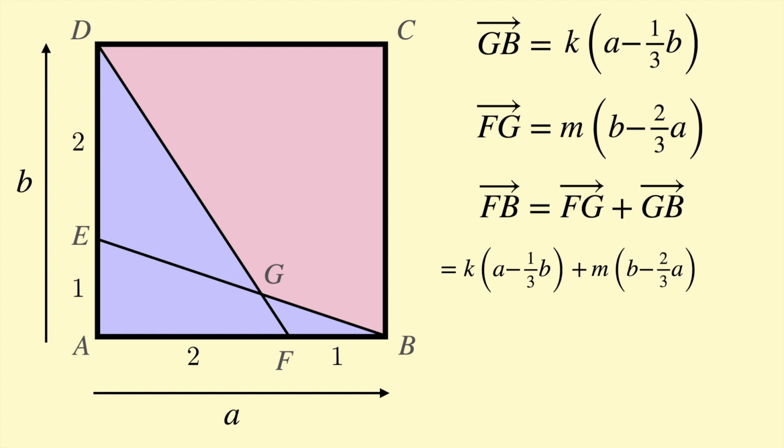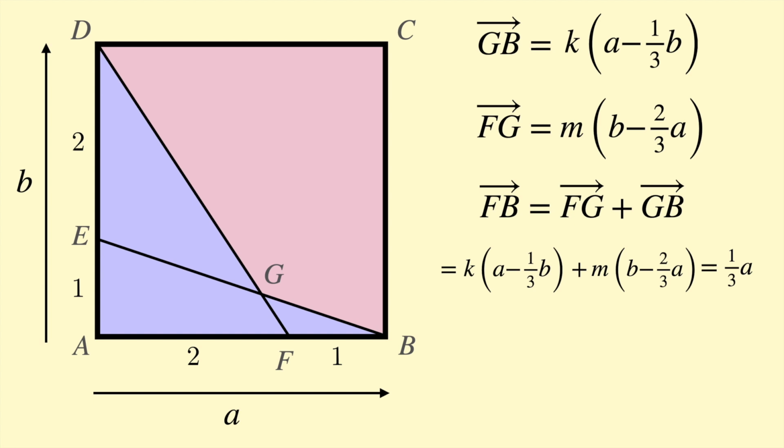What else do we know FB is? Looking at the diagram again, they tell us in the question FB is a third AB. So FB is a third of A. Okay, this equation actually allows us to solve for K and M and find the ratio that those two lines are split into. So how can we do this?